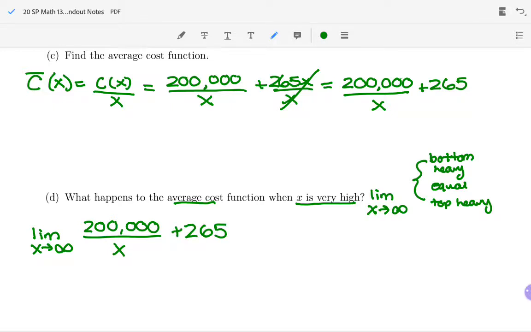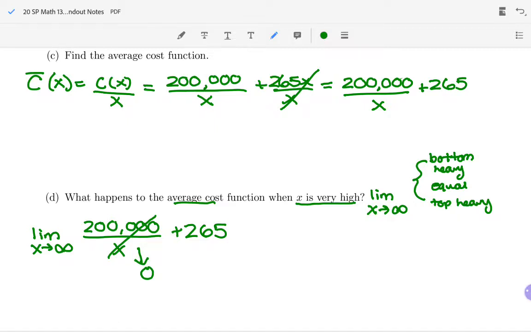So we have two pieces here to think about for our limit. Let's look at this first piece, 200,000 over x. Is that top heavy, bottom heavy, or equal? Well, there's no x in the numerator. There's only an x in the denominator. So this one's bottom heavy. It's x to the 0 in the top, it's not written though, and then it's x to the 1 in the bottom. In other words, the bottom is the only one that has an x. So it's definitely bottom heavy, which is just going to go to 0. Bottom heavy is the best. It just goes right to 0.